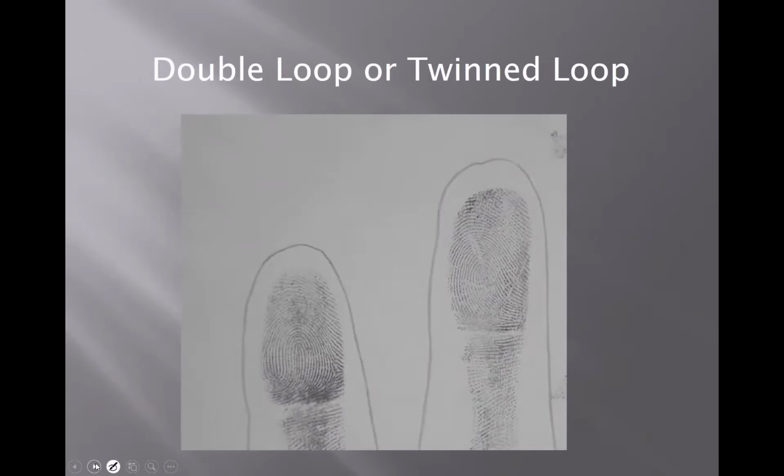The next pattern I want to talk about is the double loop, or sometimes called the twinned loop. On this particular handprint, we can see we have a regular loop here. And in addition to the regular loop on the middle finger, you can see that this hand also has two loops on the index finger. So there's a loop going up and a loop going down like that.